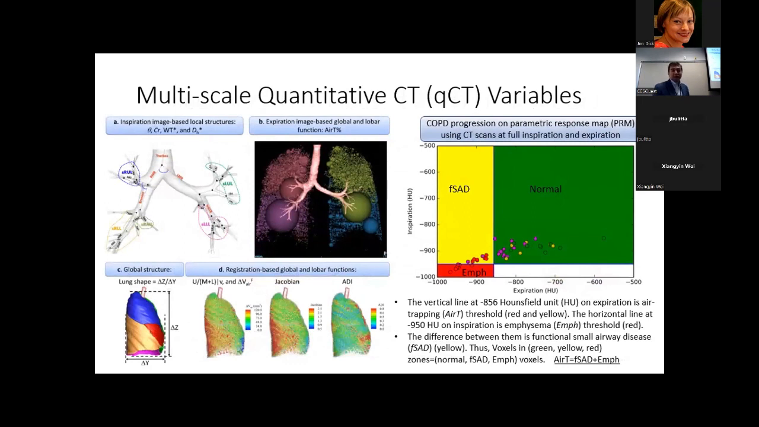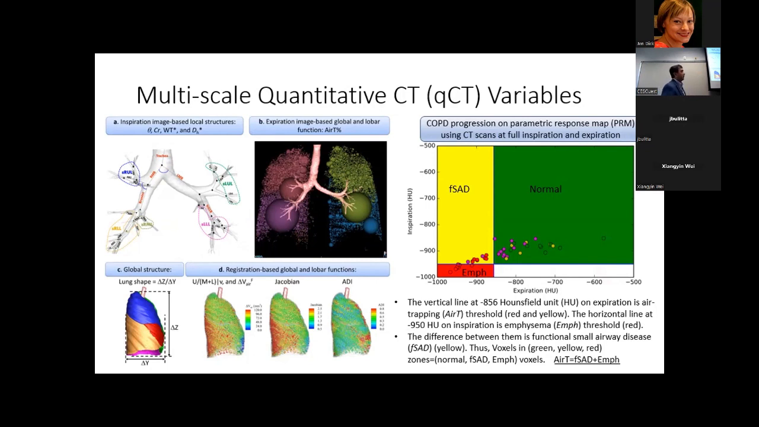So what are quantitative CT variables? At full inspiration, we are able to derive several metrics, including branching angles, circularities, wall thickness, and airway diameters at different airways, for instance the trachea, left and right main bronchus, and then two segmental airways. And then on expiration, we are able to derive functional variables such as air trapping.